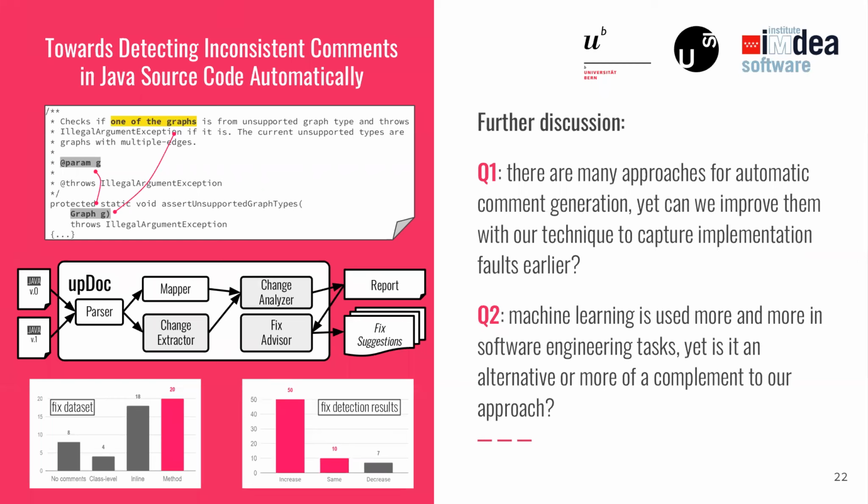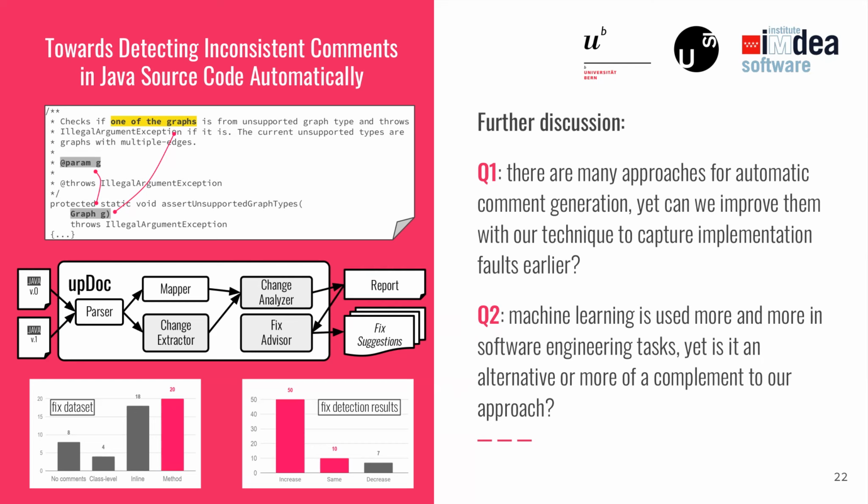With this, I would like to end the short presentation of our paper titled Towards Detecting Inconsistent Comments in Java Source Code Automatically, in which I have shown you an example of inconsistencies that we are targeting. I've presented you the architecture of the tool that implements our NLP-based technique and the results of preliminary evaluation. We would absolutely love to talk about our research more with you. While our work is of high practical interest in itself, it can also be used in other software engineering tasks.